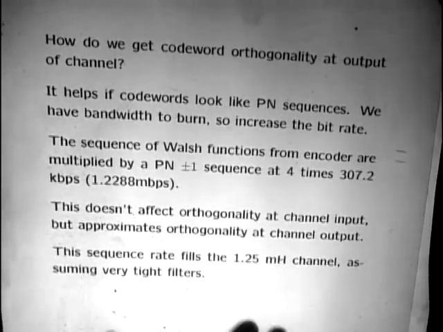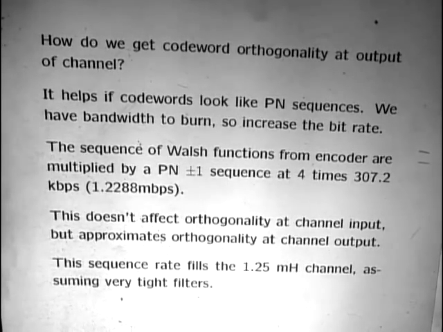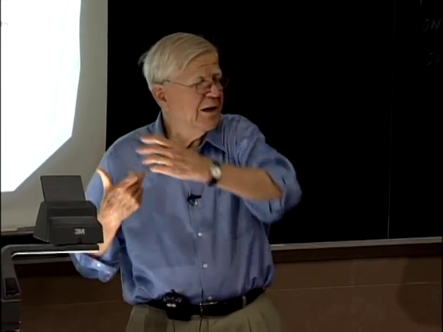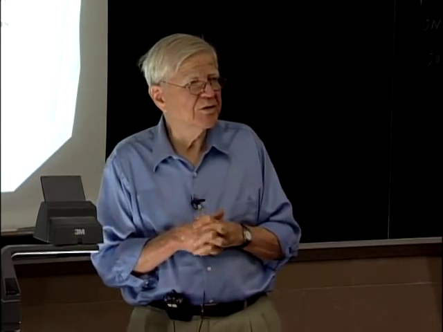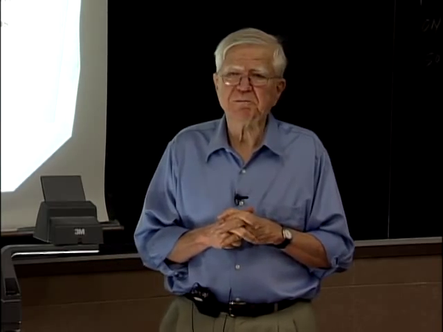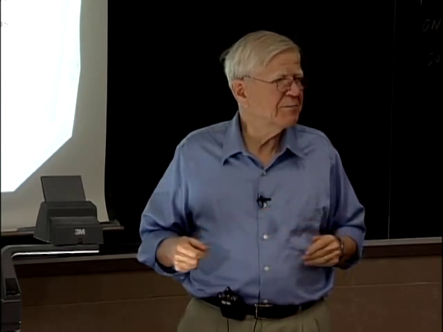Well, now we come to a question that we've been carefully avoiding all term. If you make code words orthogonal, or if you make code words have nice structure at the input to a channel, and the channel has some strange behavior, what's going to be the output of the channel? What we're doing here is making our code words orthogonal at the input of the channel. We can't guarantee that they're still orthogonal at the output. What we do know is that PN sequences are almost orthogonal anyway. And if you put PN sequences through anything, they still look like PN sequences.